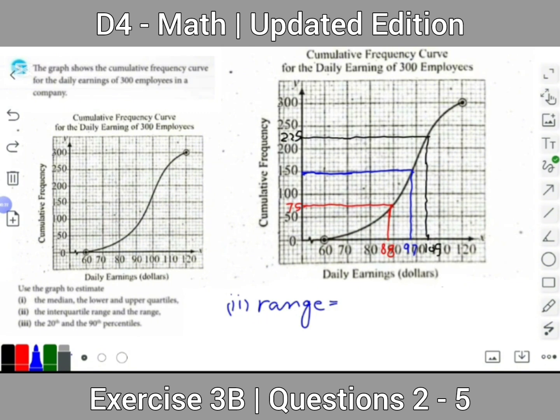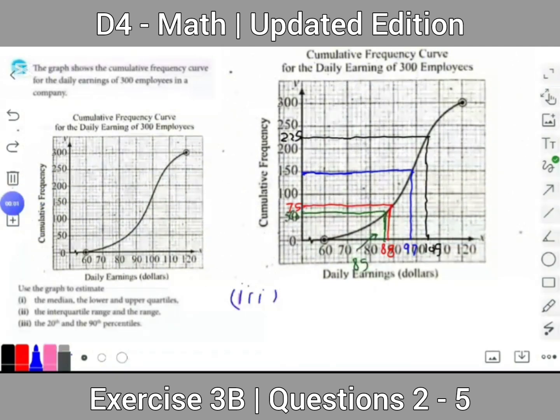So here we have 120 as the largest value along the x-axis and the smallest is 60. So 120 minus 60 is equal to $60. So the range is equal to $60. Find out the 90th percentile.